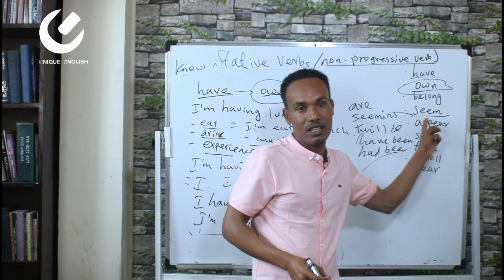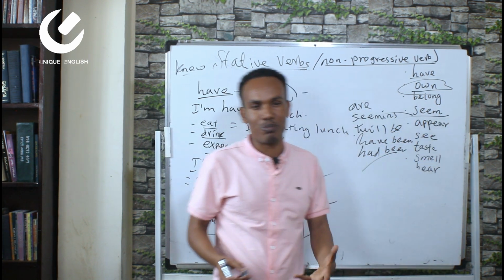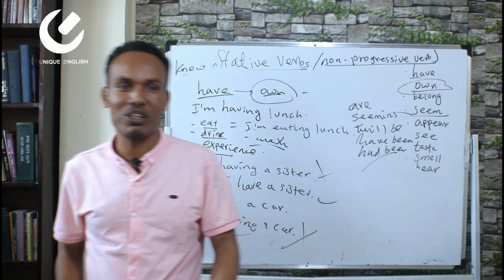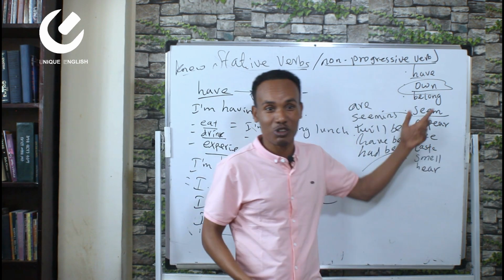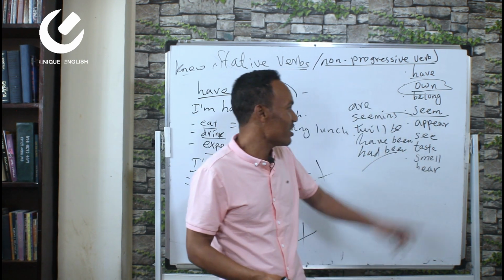Then appear. So what does it mean of appear? It appears to be nice. It appears to be nice. It seems to be nice, yeah? It appears to be nice. It seems to be nice. All right? See, well, see?